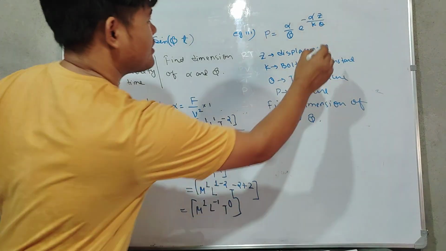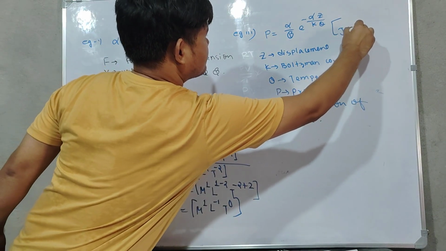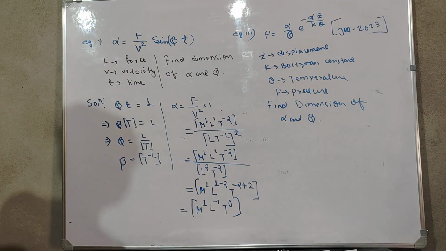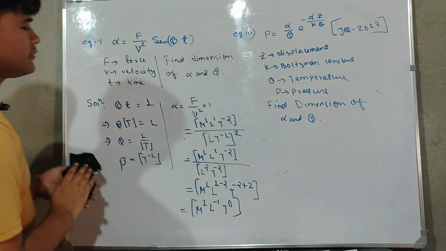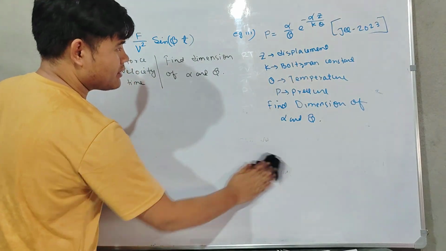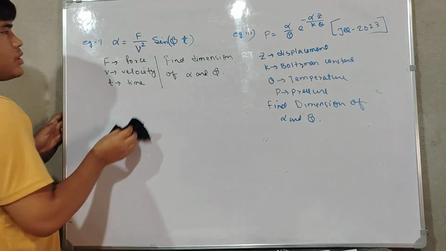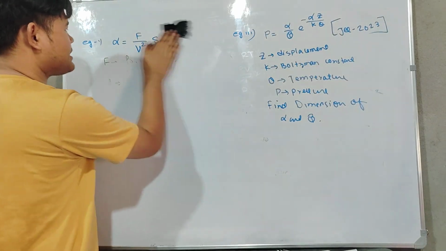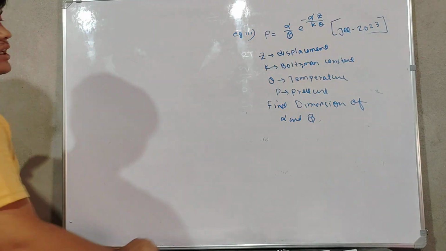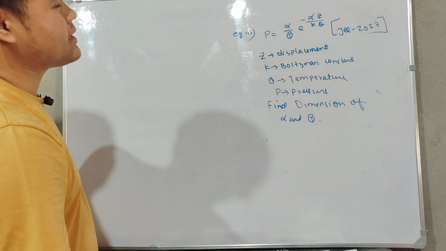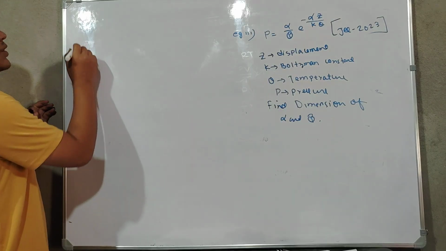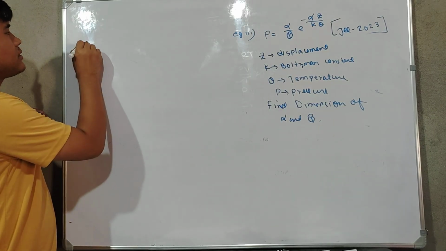This question came in JEE 2023, right? So very easy. Remember that I told you about the Boltzmann constant in the first lectures. The Boltzmann constant has the same dimension as the universal gas constant, that is R. So try to solve it by yourself.